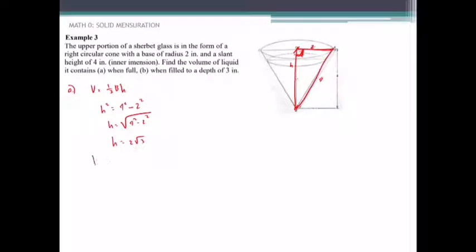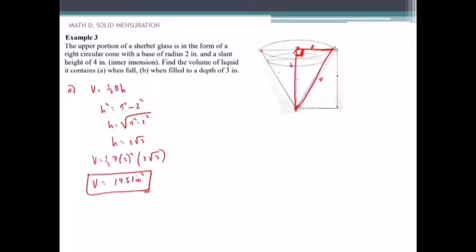So volume is 1/3 times the area of the base, which is a circle, so pi times 2 squared, times the height, which is 2 square root of 3. So that is 4 pi over 3 times 2 square root of 3, which is 14.51 cubic inches. This is the volume of the sherbet glass when filled to the brim. So that is when it is full.